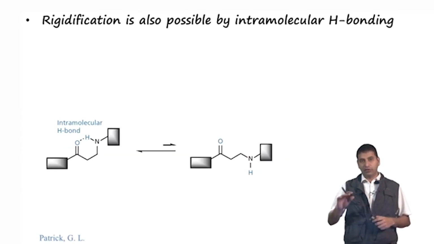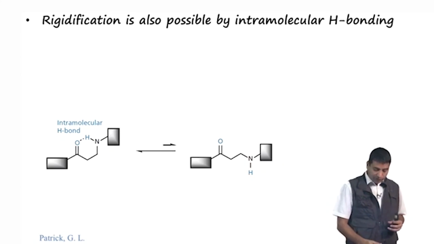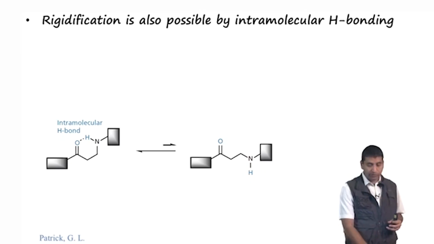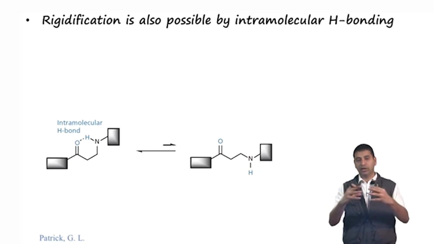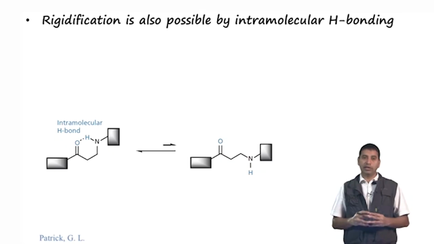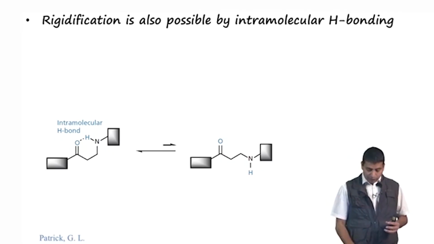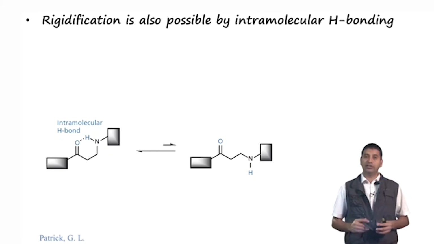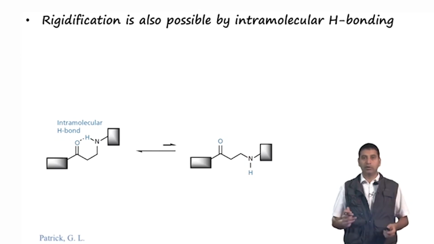Rigidification is also possible by introducing an intramolecular hydrogen bond. As you can imagine, intramolecular hydrogen bonds are not weak. For example, here there is a 6-membered ring, and these 6-membered rings are quite favored, and therefore, introducing an intramolecular hydrogen bond with 6 members in the ring is a very useful way of rigidifying the structure. Here, this was the open chain compound, and once it is involved in the intramolecular hydrogen bond, it is going to become more rigid.